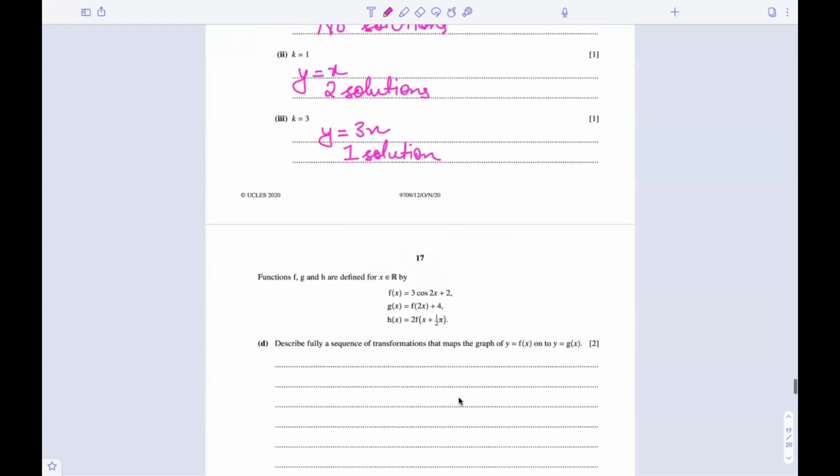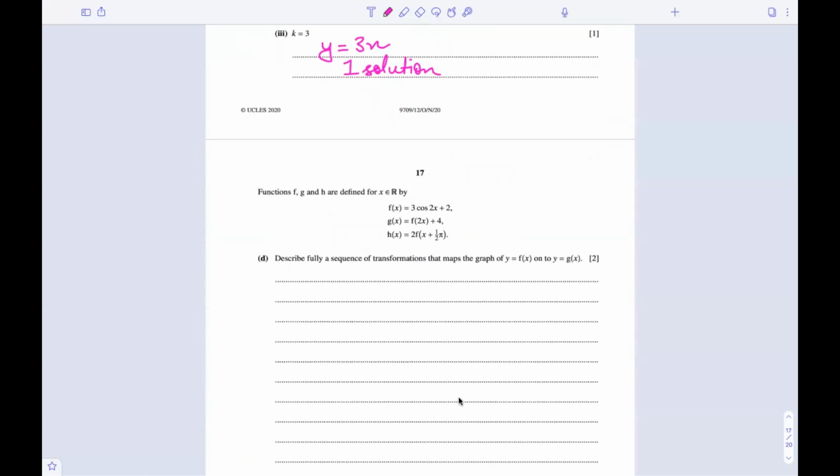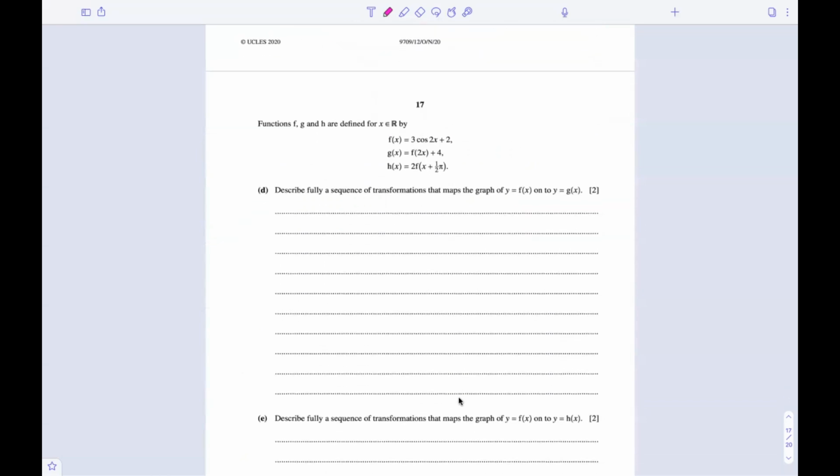In the next part, we have 3 functions f, g, and h. Describe fully a sequence of transformations that maps y equals f of x onto g of x. What we have to understand is that f of x is 3 cos 2x plus 2, and g of x is f of 2x plus 4. When the value of x over here is doubled, this represents a stretch with scale factor half and parallel to the x-axis.